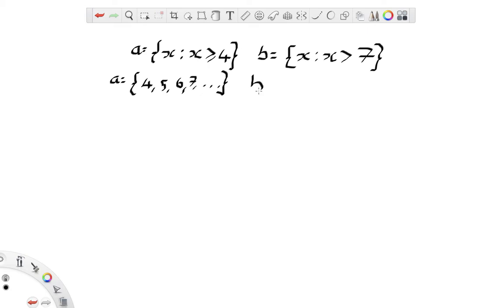And then what is B? Well, B is x such that x is greater than 7. So we're not including 7 because we haven't got the equal to part. So 8, 9, 10, and so on. That was a really bad curly bracket. It's better. Okay, so let's have a look at A union B.